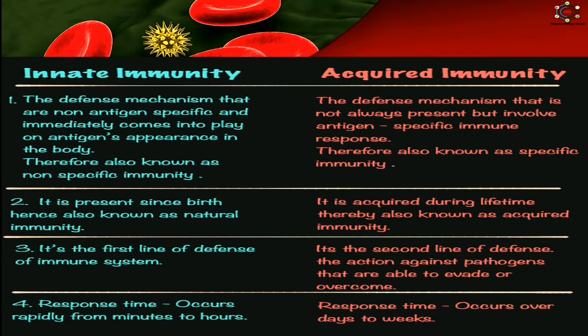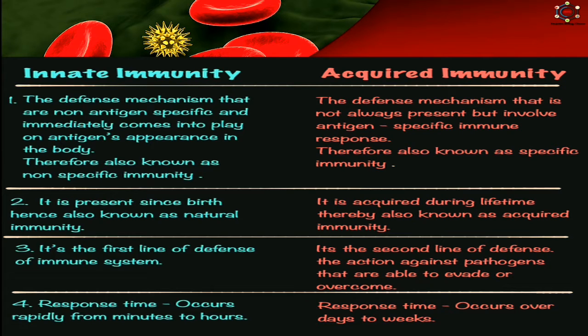In case of innate immunity, the defense mechanisms are not antigen specific and immediately come into play on the antigen's appearance in the body, therefore it is also known as non-specific immunity. While acquired immunity has a defense mechanism that is not always present but involves an antigen-specific immune response, therefore it is also known as specific immunity. Innate immunity is present since birth, hence also known as natural immunity, while acquired immunity is acquired during the lifetime.